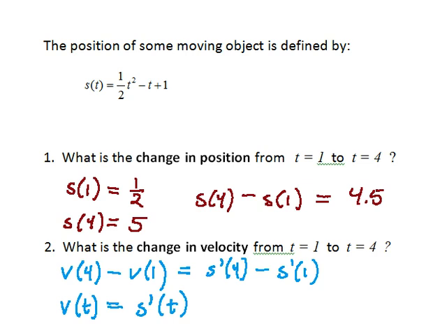Using the power rule, we can find that this function's general formula is t minus 1. Plugging in 4 and 1 gives us the results 3 and 0. The final answer then for the change in velocity is 3. Since we're talking about position and velocity and not just general functions called f or g of x, it's important that we include units in this. The change in position, I'm going to use meters, and for velocity, I'll use meters per second.